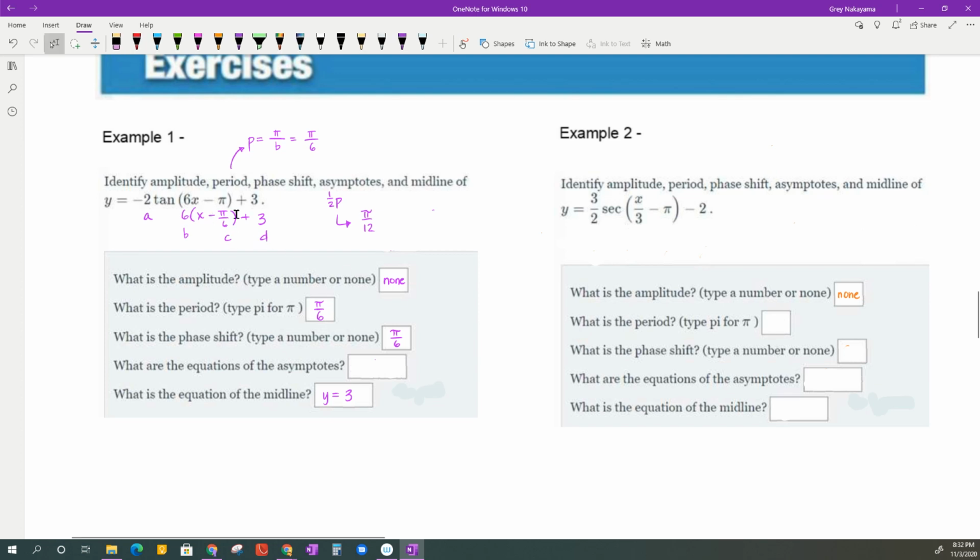But I have a phase shift. So if I have a phase shift, pi over 6, it moved pi over 6 units to the right. So that first asymptote, I'm going to add pi over 6 to find it. And pi over 6 plus pi over 12 is equal to pi over 4. Pi over 6 is our phase shift. That's PS. So that means that my new first one is at pi over 4. Again, equation of the asymptote. So that's x equals pi over 4.